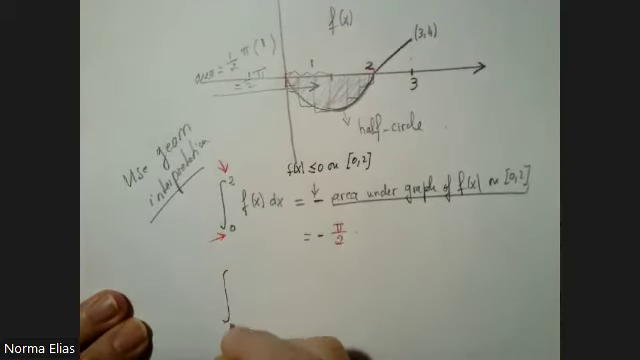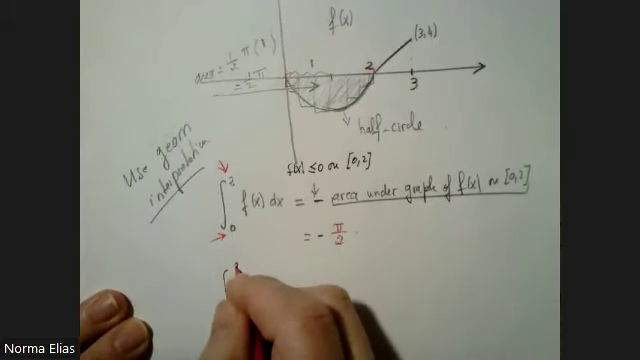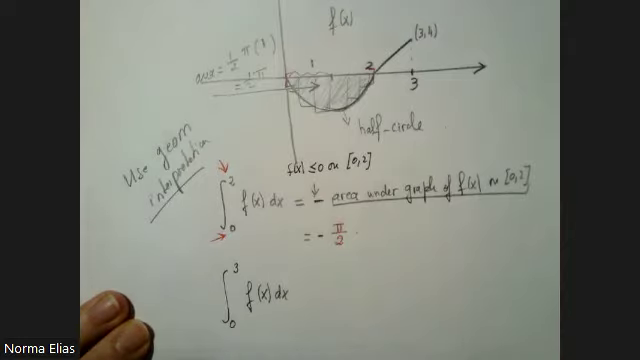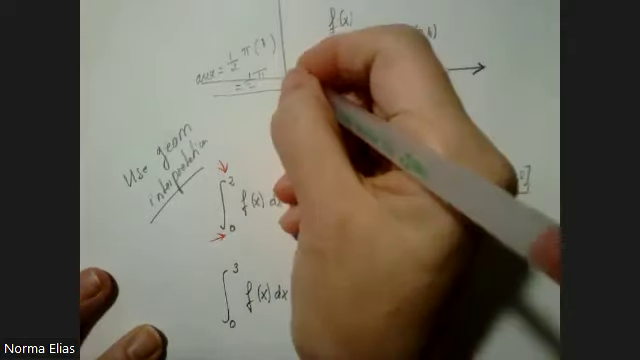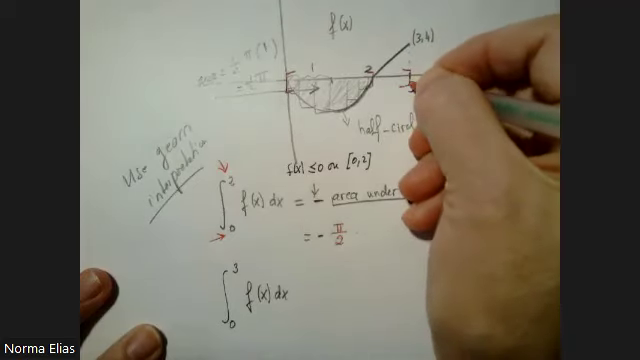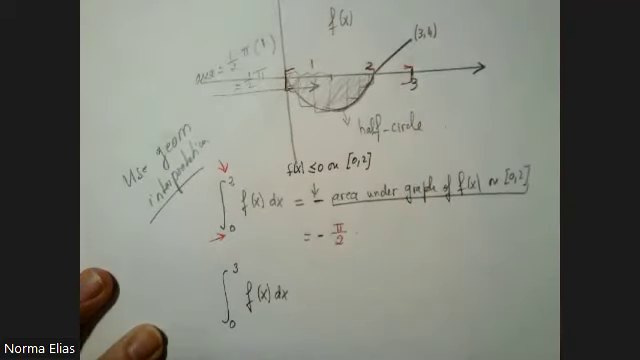Now example number 2, the second question. What's the integral from 0 to 3 of f of x dx? Now 0 to 3, this is 0 and this is 3, so I'm interested in the integral from here to here. This is giving me the limits. Now back to you. What's the integral from 0 to 3 of f of x dx?